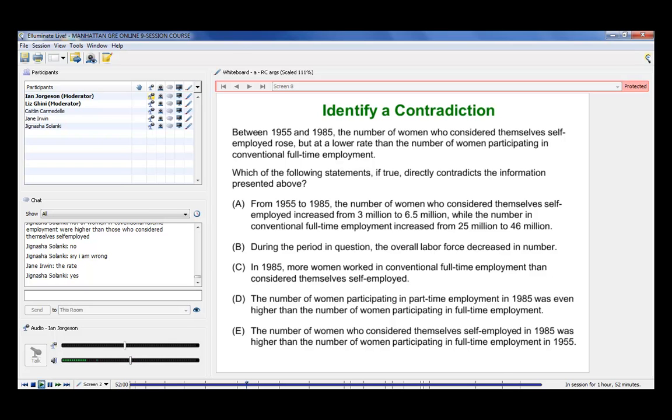So from 1955 to 1985, the number of women who considered themselves self-employed increased from 3 to 6.5, while the number in conventional full-time employment increased from 25 to 46. Does that contradict the information above? Okay, I've got 2 yeses and a no, I mean yes, so I'm going to take that as 3 yeses. What does it contradict? What part of the argument does it contradict, guys?